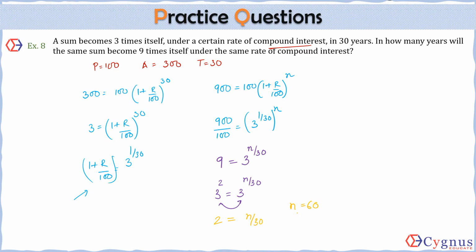Now, if you remember the previous question which we discussed in the class on simple interest, the same data was there, and the answer for the time period was 120 years. But in this particular question, your principal becomes 9 times itself in only 60 years instead of 120. That's the basic difference between SI and CI. Now, this is a conventional method to solve these kinds of questions. Is there any shortcut? Let's see.